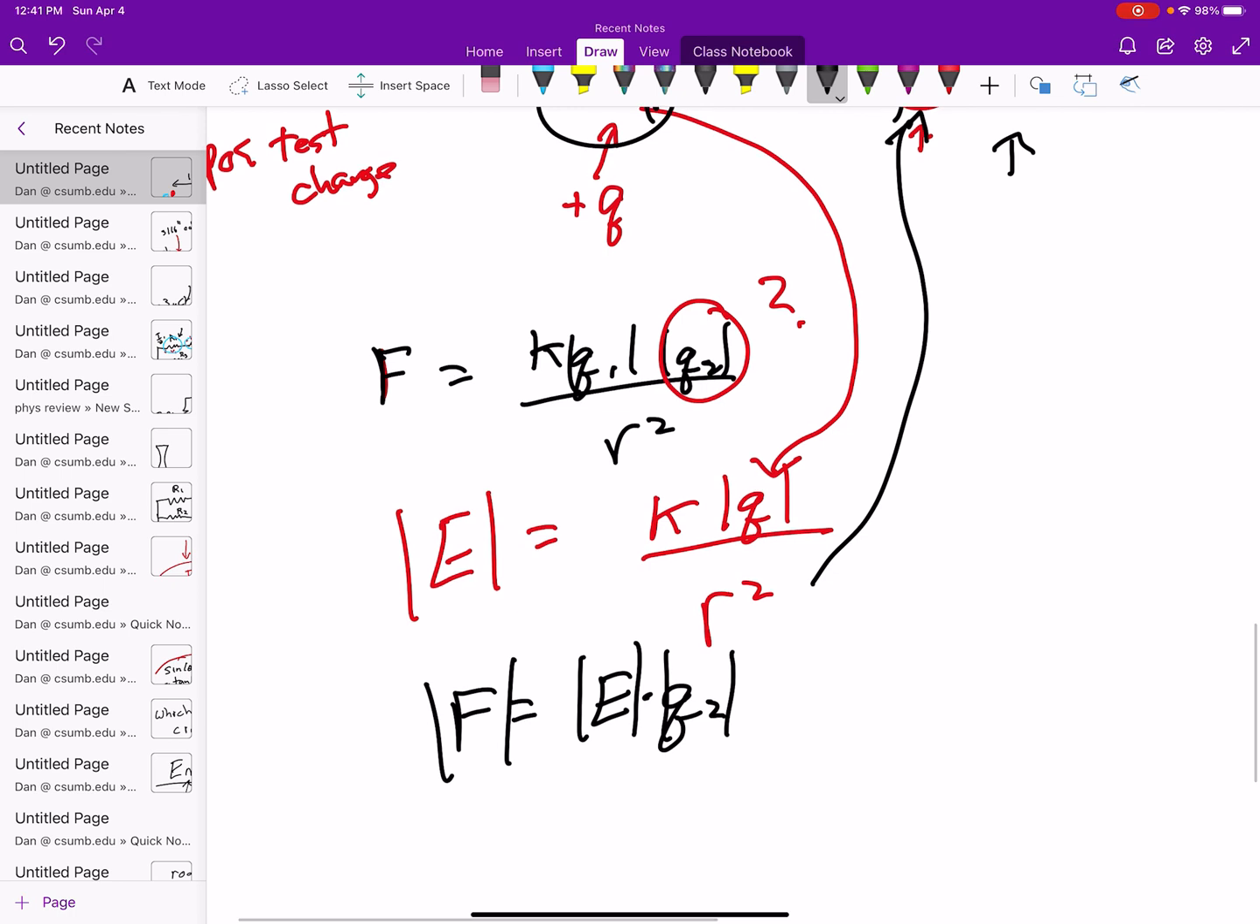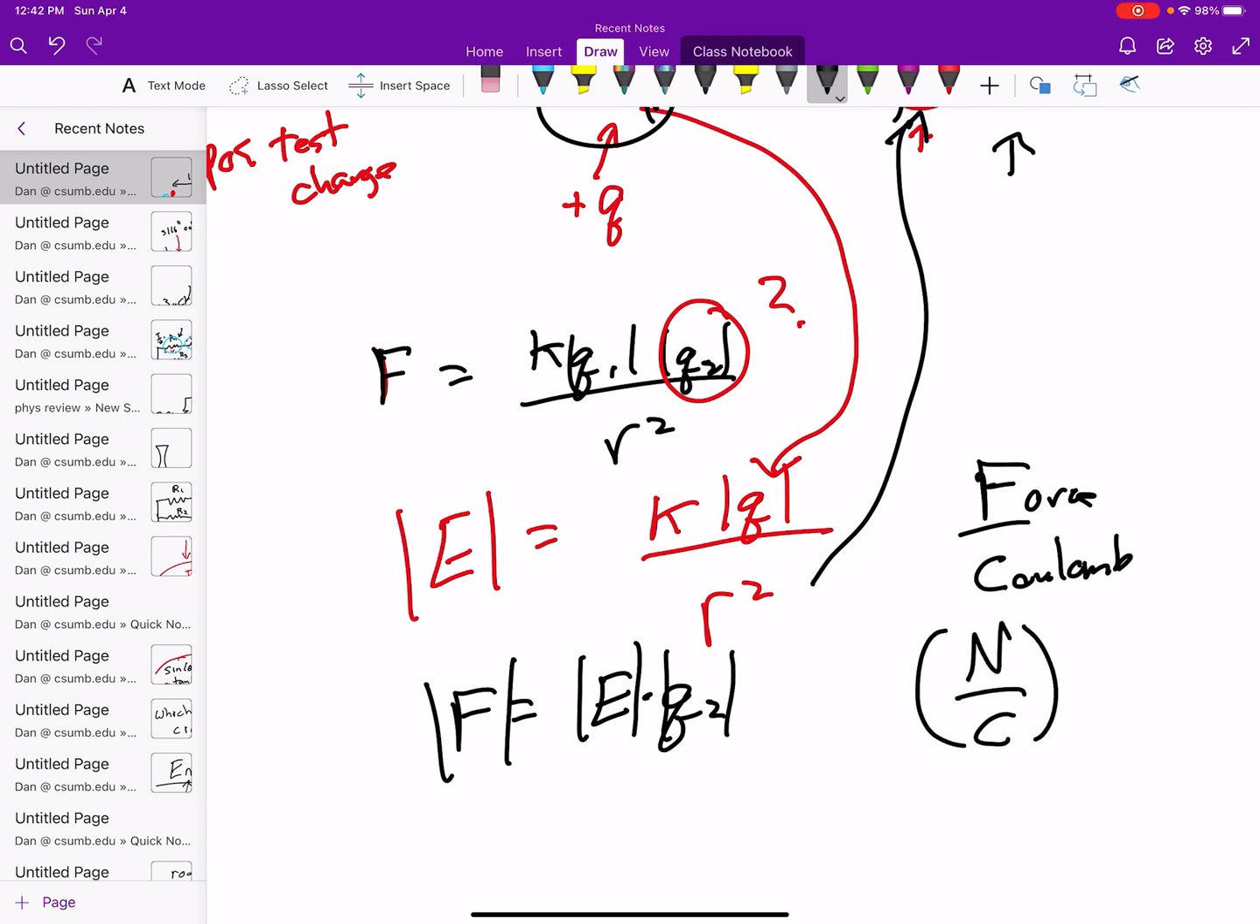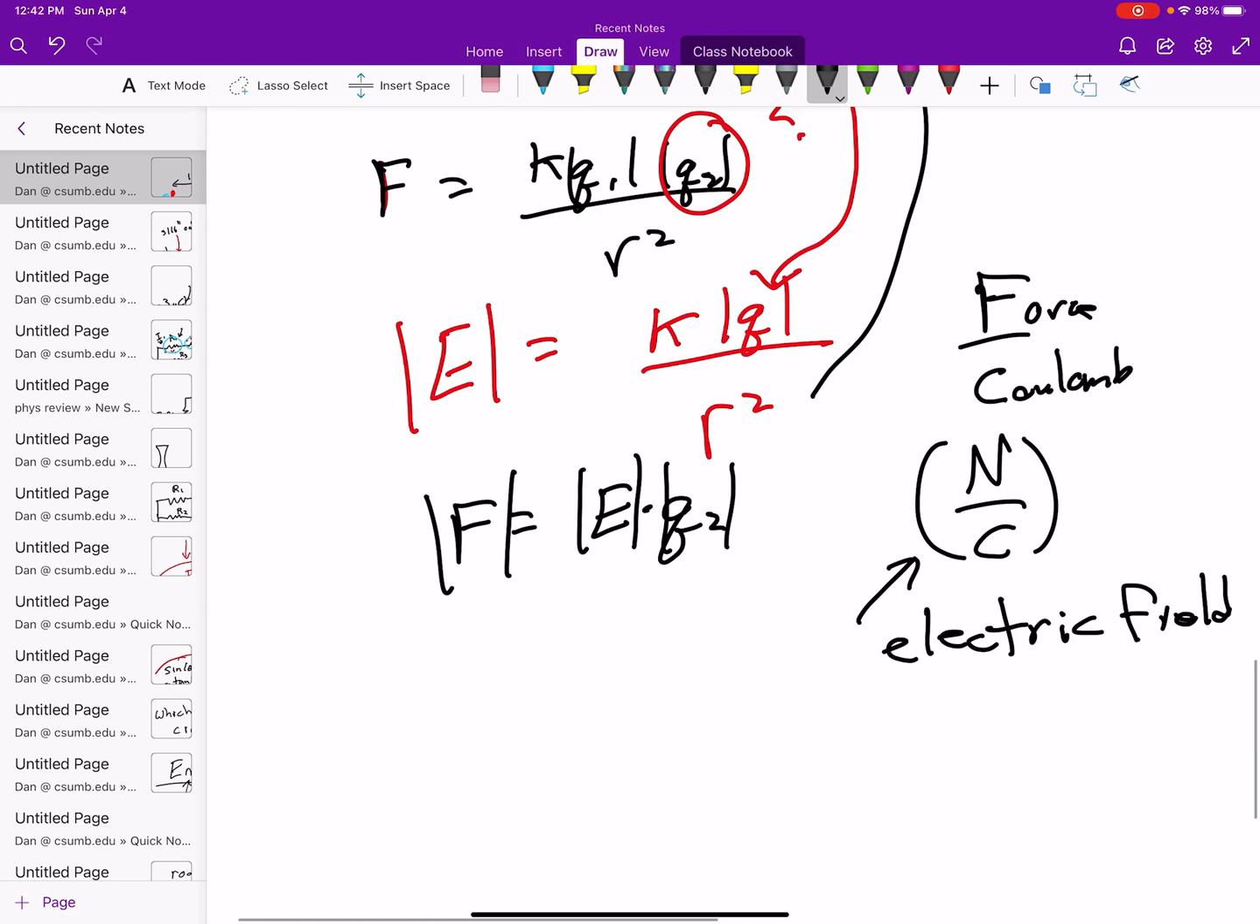And as you might imagine, the units of the electric field are in units of force per coulomb. Or, if you like, that would be newtons per coulomb. That's the unit for electric field. So if you take the electric field and you multiply it times the charge that you're placing at that location where you're finding the electric field, that would give you the force that that charge would experience. That is what is meant by an electric field.